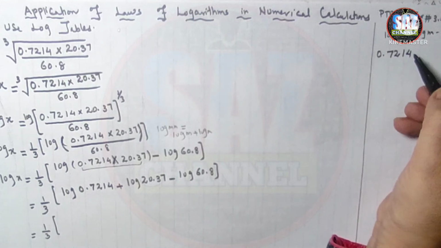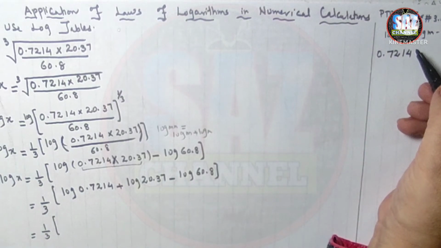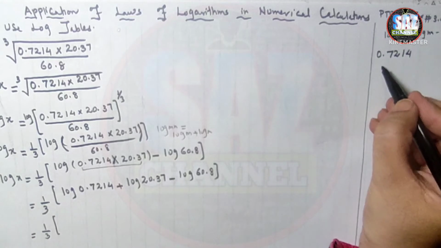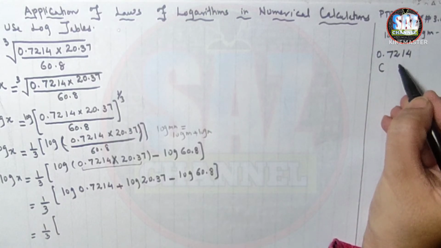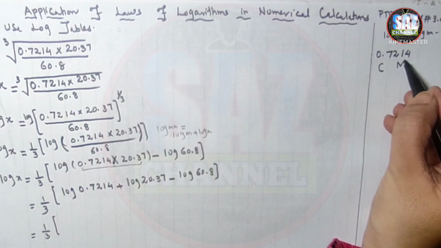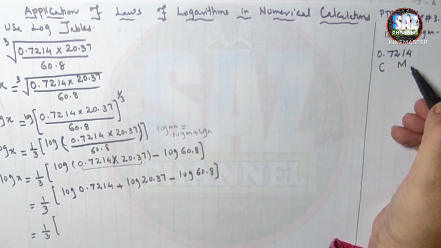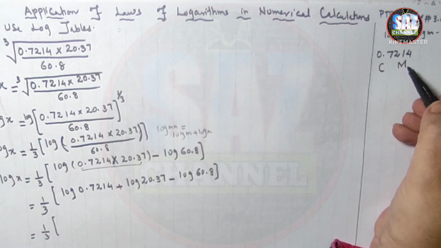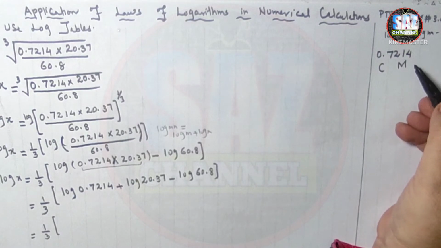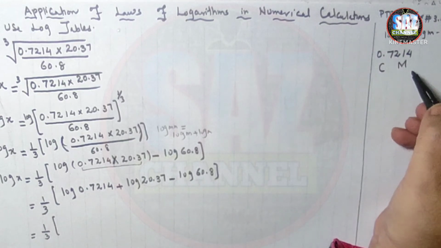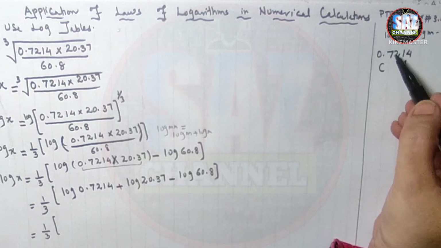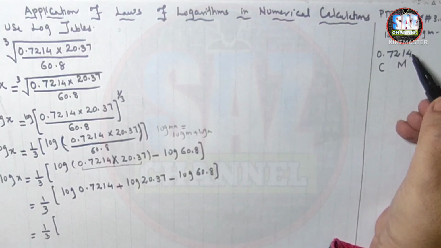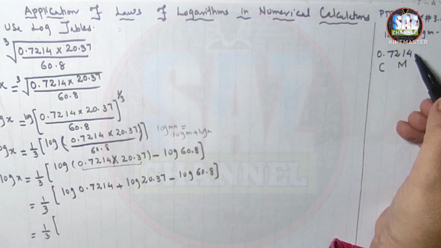0.7214, this is the number, and I need to take the log of this. We know that the log of any number consists of how many parts? Characteristic and mantissa. Characteristic can be positive, can be negative, but mantissa is a decimal part and it has to be always positive. Now how to write down the characteristic? There are two ways of writing the characteristic.